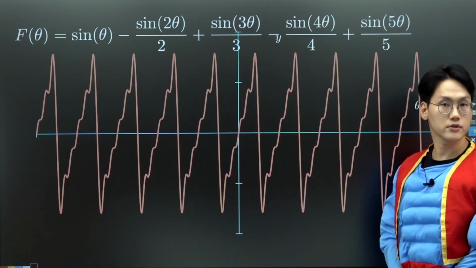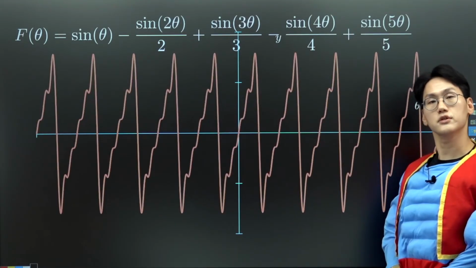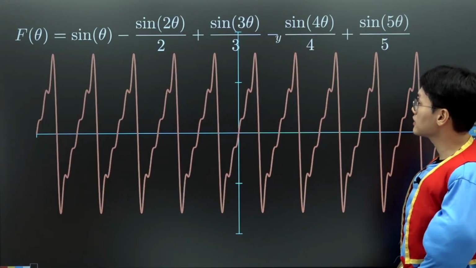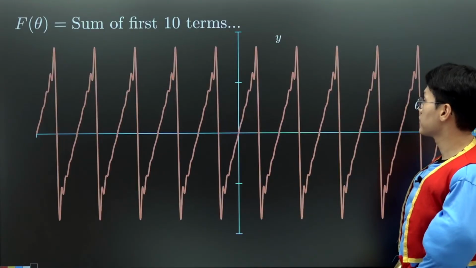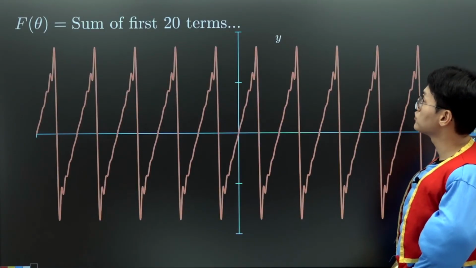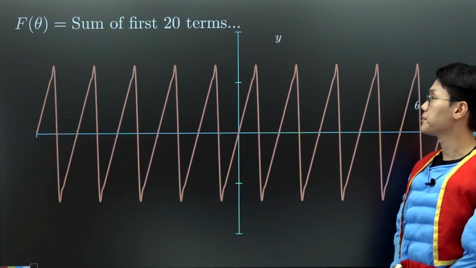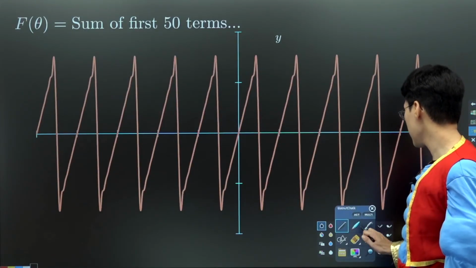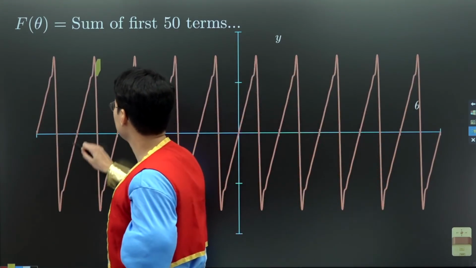Now let's try to increase the number of terms because this is meant to be the infinite series, so the more terms you add, the more accurate it's going to be. So let's go with the first 10 terms. Let's go with 20 terms. And let's go with 50 terms. So as you can see, it's got the periodic behavior once again of the linear function.